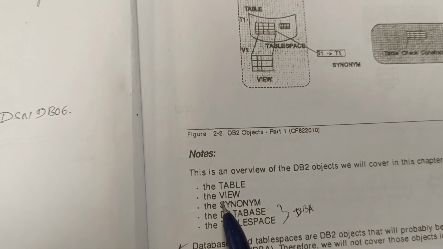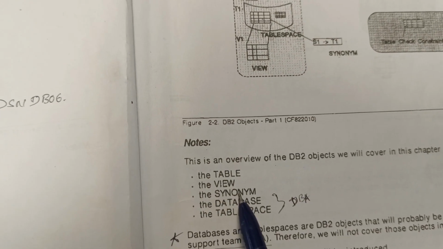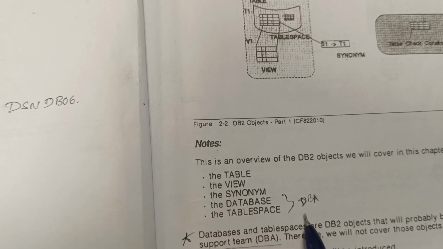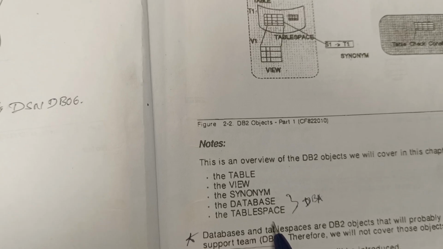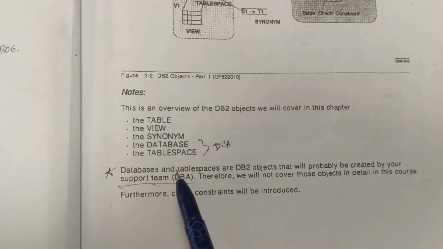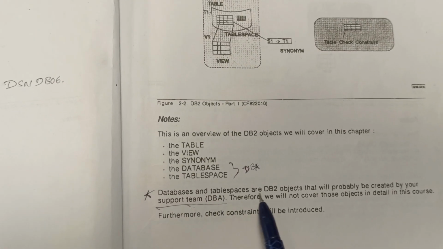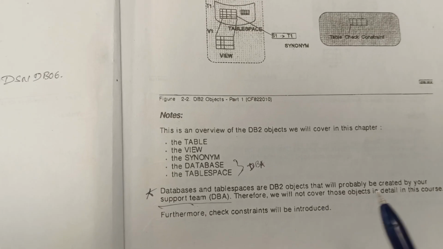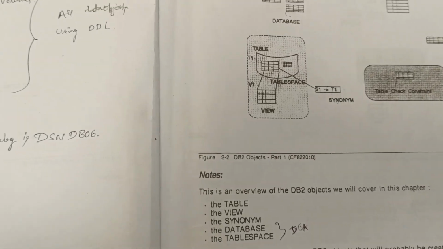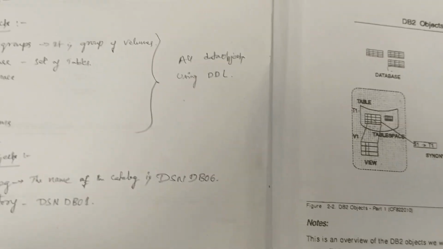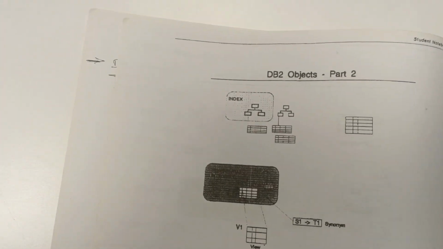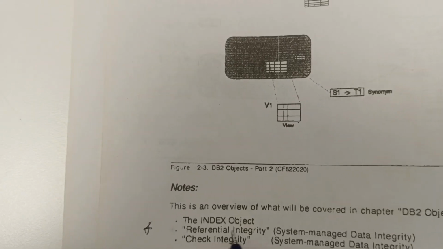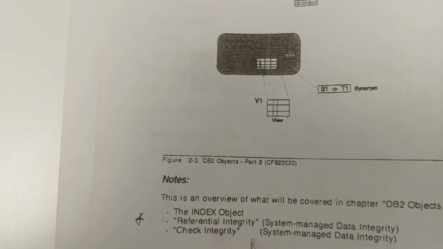As I told you previously, these are database objects, and basically the developer will create a table, a view, and a synonym. The database and table space are created by the DBA, and it is not the responsibility of the developer. The database and table space objects are created by the support DBA team only. A developer cannot create a table space or database. In the next chapter I will cover the index object and referential constraint, and how the check constraint can be seen using the database objects.